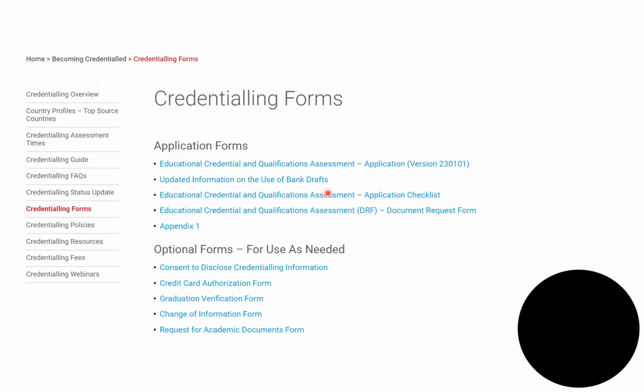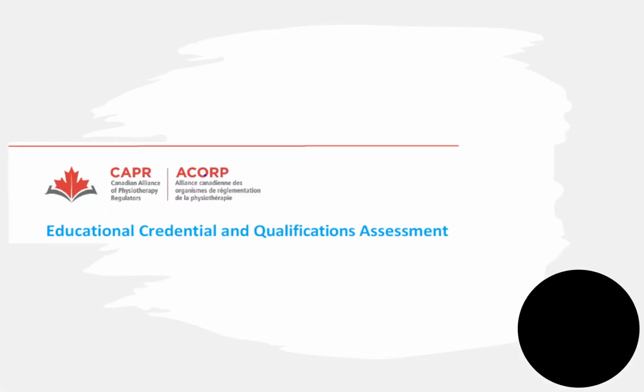So these are the application forms that are required for your application. The first form we will discuss is the educational credentials and qualification assessment. This form is to be filled out by you, not your institution. It's very important. There are a few documents that have to be filled out by your institution, and some documents that have to be filled out by you, and the supporting documents have to be sent out by you as well.